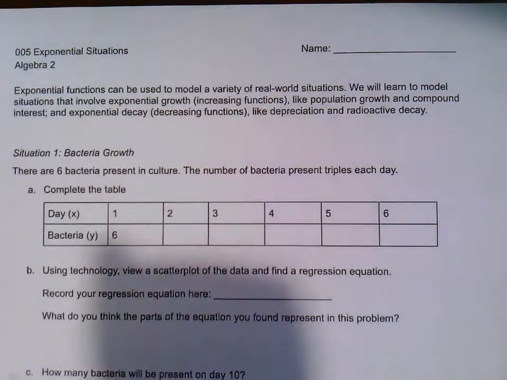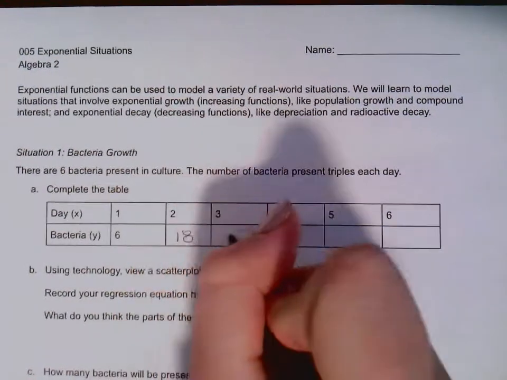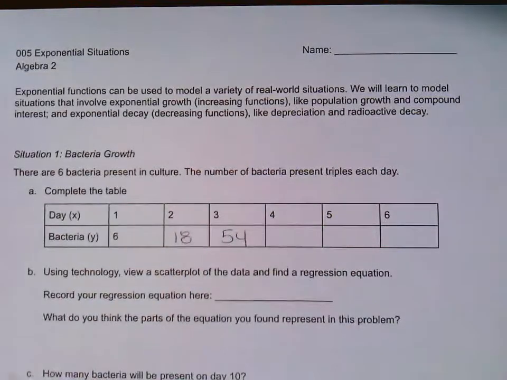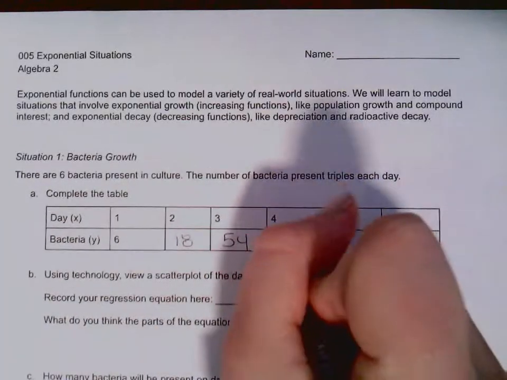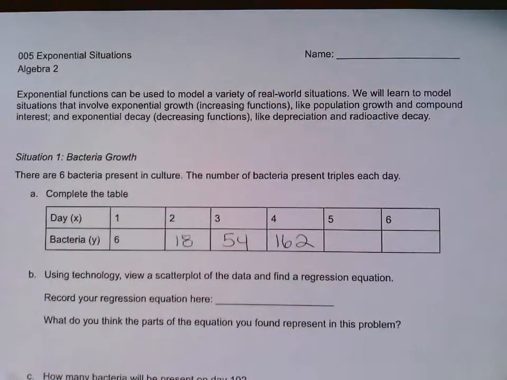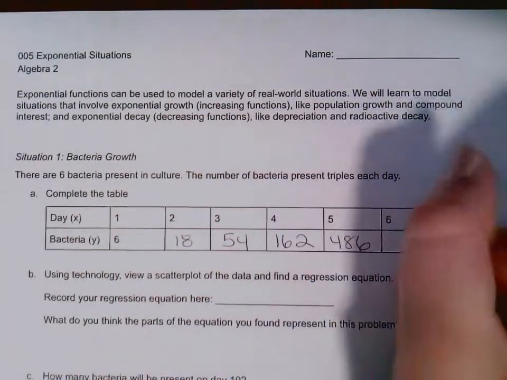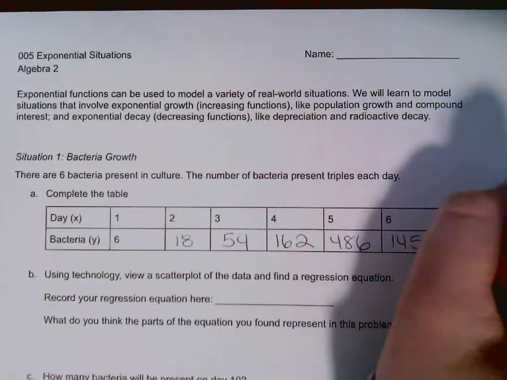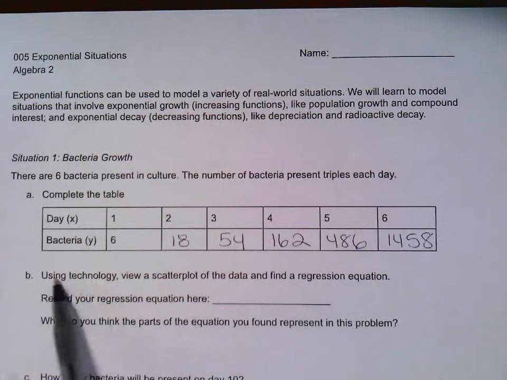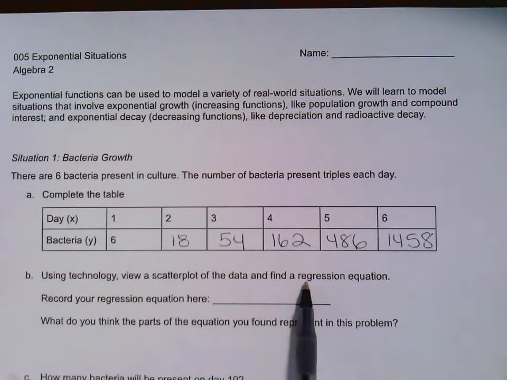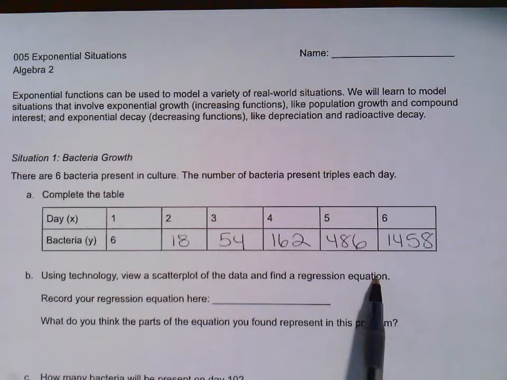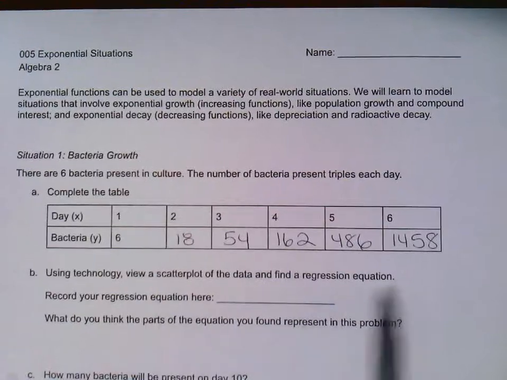So we know 6 times 3 would be 18, and then 54, 162, 486, and 1458. So using technology, view a scatter plot of this data and find a regression equation. And so you can go ahead and do that part.